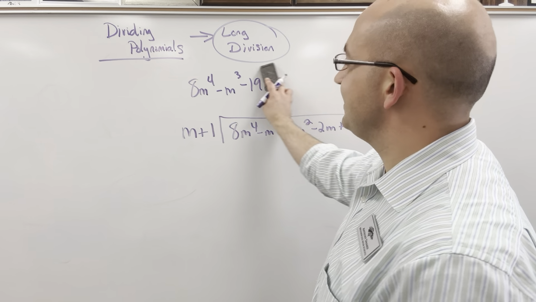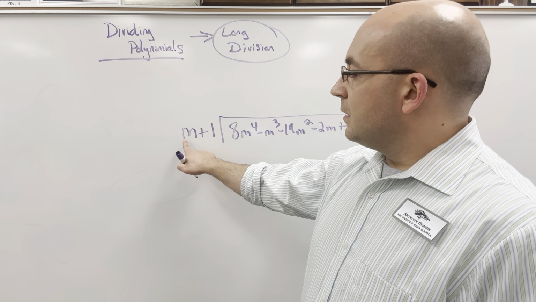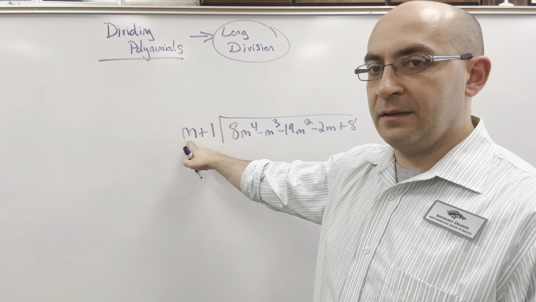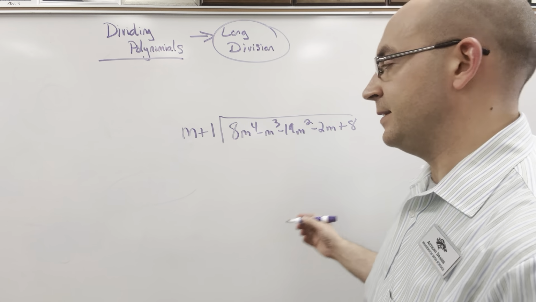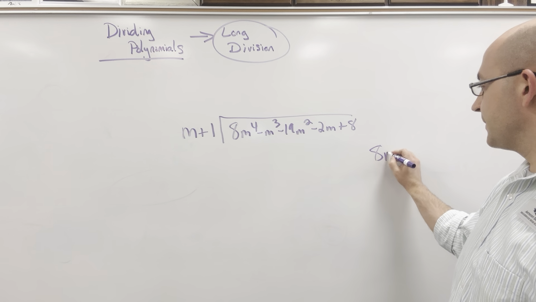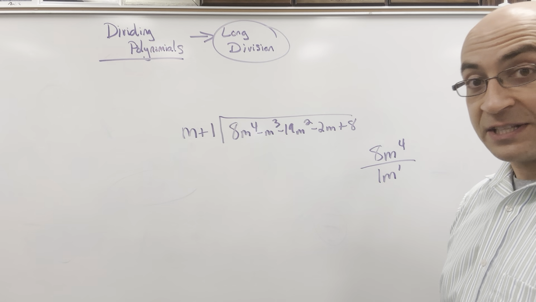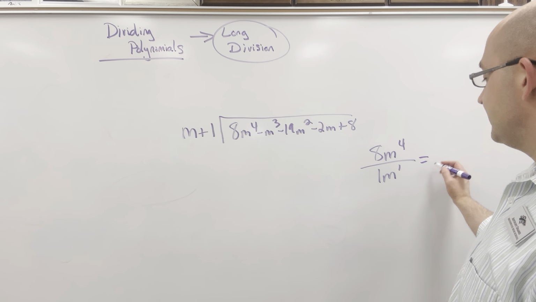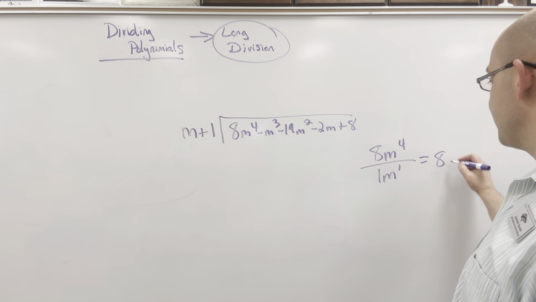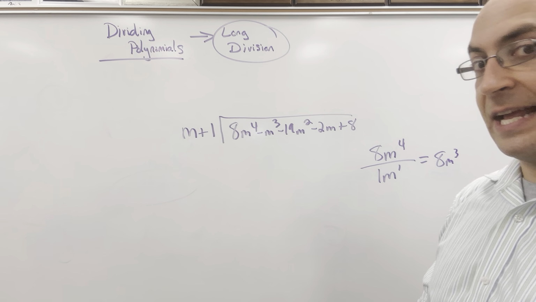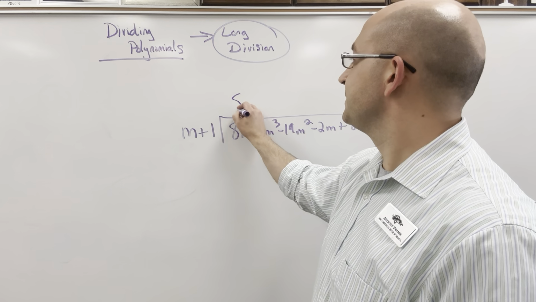Now it's kind of the same as long division, and it's kind of not, right? Here's how we do that. How many times can m fit into 8m to the fourth? Now, what does that really mean? Well, it means I'm doing this. Meaning if I were to divide those things, what do I get? Well, the 8 stays, and when I divide exponents, I subtract the exponent numbers. So that's 8m to the third, which is the answer. So m fits into 8m to the fourth, 8m to the third times.